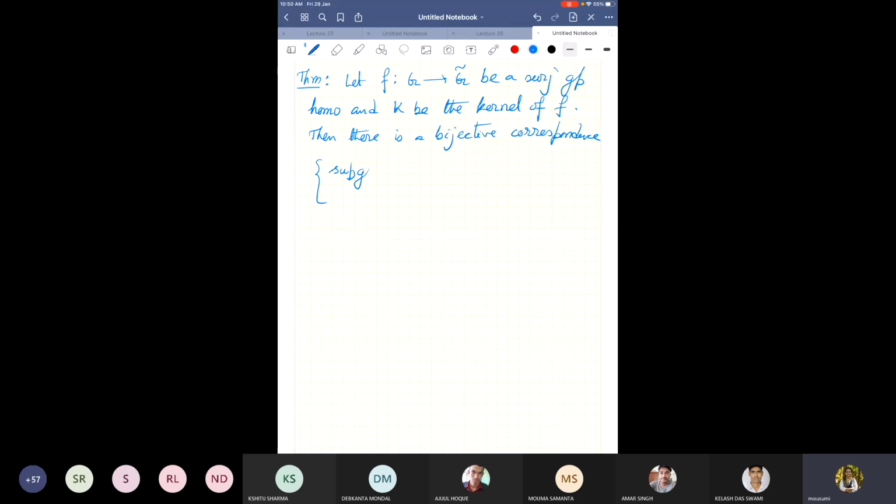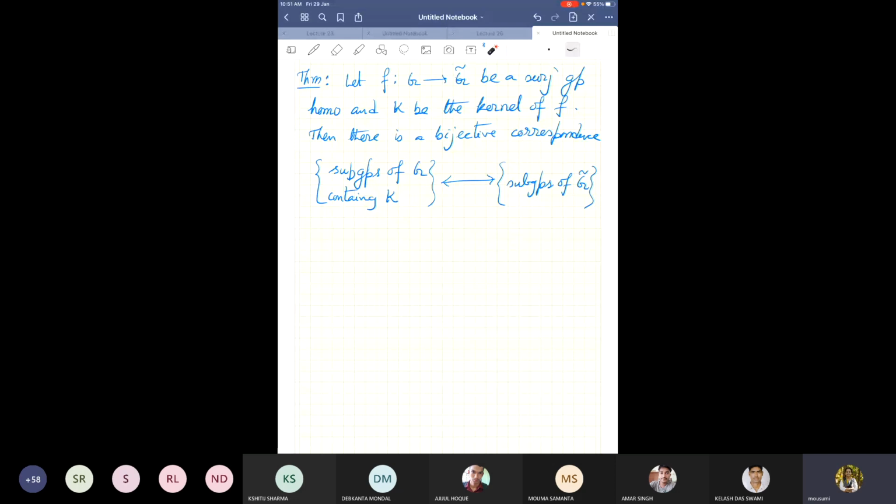On one side I am considering subgroups of G containing K, and on the other side I am having subgroups of G tilde. So it is saying that the subgroups of G containing this kernel K are in 1-1 correspondence with the subgroups of G tilde. That means for every subgroup in G containing the kernel, I will be able to associate one subgroup of G tilde, and for every subgroup in G tilde, I will be able to associate one subgroup of G which contains the kernel.